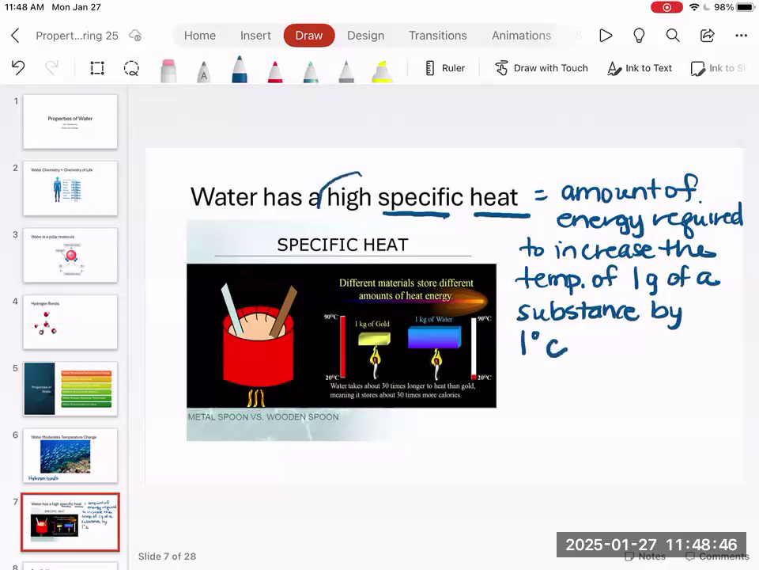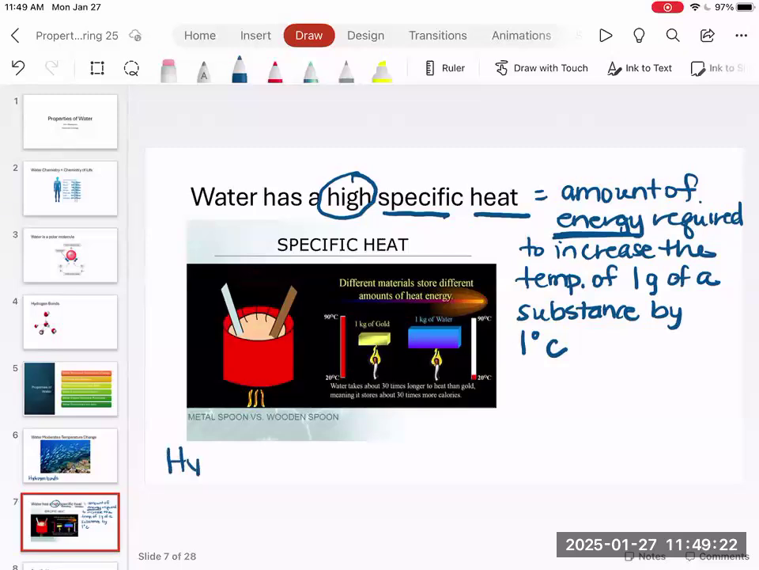But if something has a high specific heat, it means that it requires a lot of energy to increase the temperature of that substance. You can see that in this picture, it requires a lot less energy input to increase the temperature of gold relative to water. Water takes a lot of energy to increase the temperature. And the reason for that, again, is the hydrogen bonds are able to absorb a lot of heat without causing that water to increase in temperature.